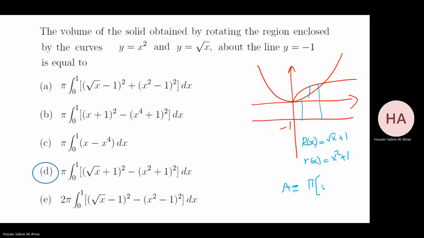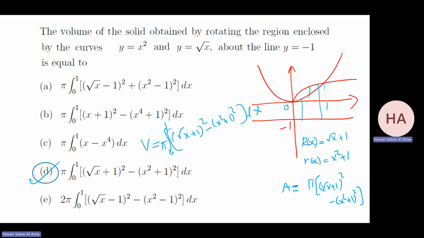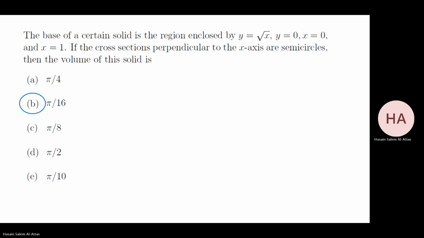And the area will be what? Pi, this one squared, minus this one squared. Great. From where to where? This is 0. For sure, this is 1. So volume will be pi, x from 0 to 1 of this. Which is good.